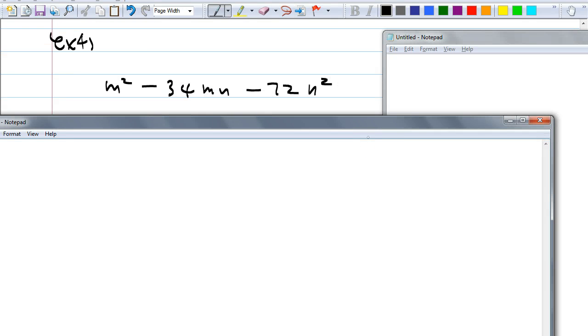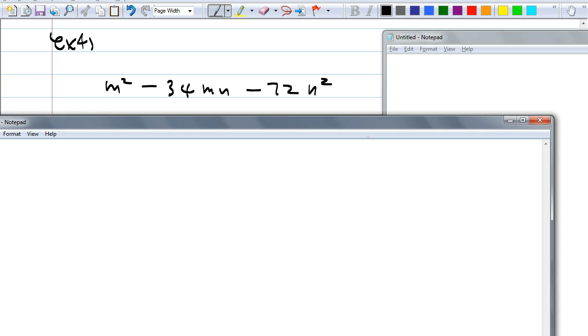If you got the previous one, everybody try this one here. Example 4. I'll give you time. M squared minus 34mn minus 72n squared. So if you got the previous example, you shouldn't have much trouble doing this one. Of course, you could help each other out. Okay, go ahead. I'll wait.